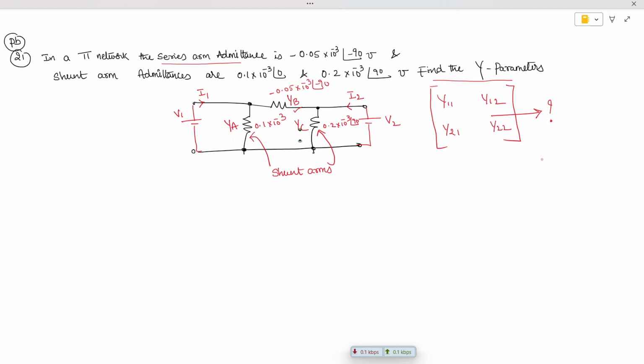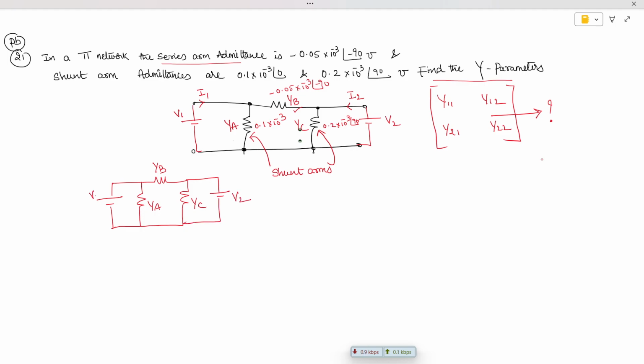Here I'm going to redraw the given network, drawing only the admittance names as YA, YB as well as YC. Those who are following my continuous sequence of lectures will find this a very simple problem. And those who are new, just watch the problem and you can find the solution for this.